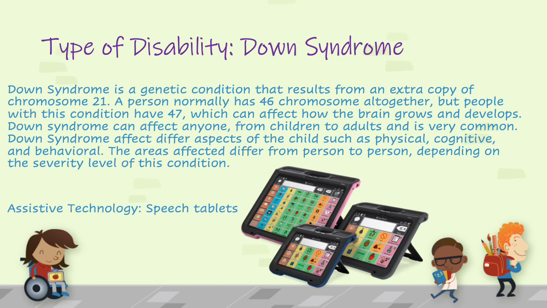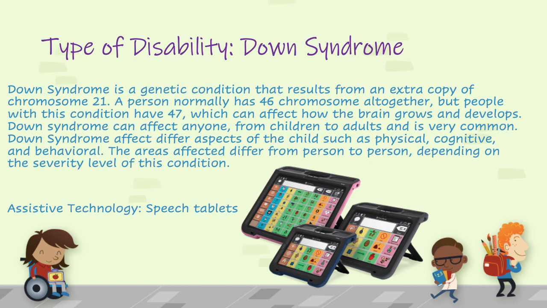Down syndrome is a genetic condition that results from an extra copy of chromosome 21. It can affect how the brain grows and develops. Down syndrome can affect anyone from children to adults and is very common. It differs in aspects of the child, such as physical, cognitive, and behavioral. The areas affected differ from person to person depending on the level of this condition.